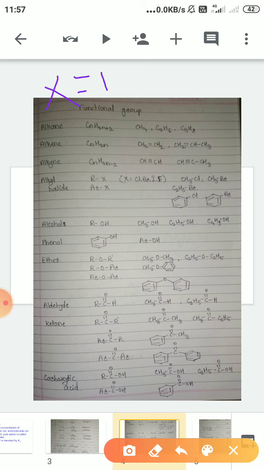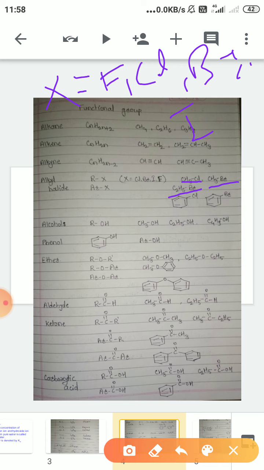Now here X is equal to fluorine, chlorine, bromine, or iodine. Examples of alkyl halides are methyl chloride CH3Cl, methyl bromide CH3Br, ethyl bromide C2H5Br. Here chlorobenzene, bromobenzene. In chlorobenzene, one hydrogen of benzene is replaced by chlorine.